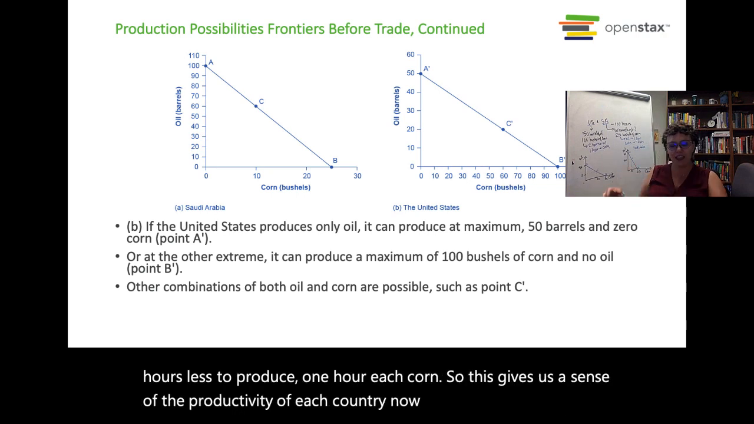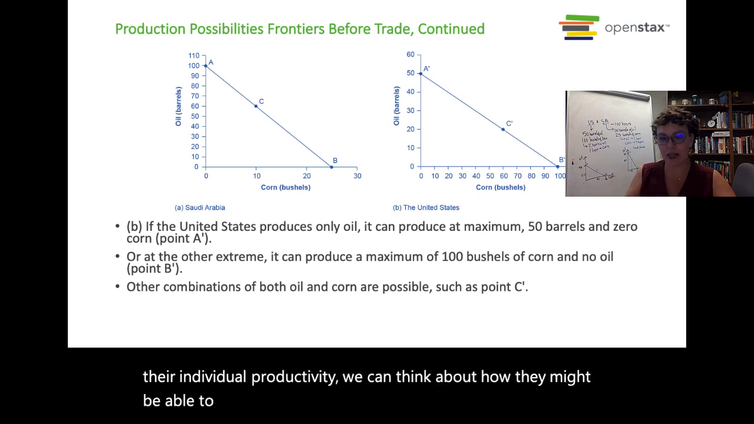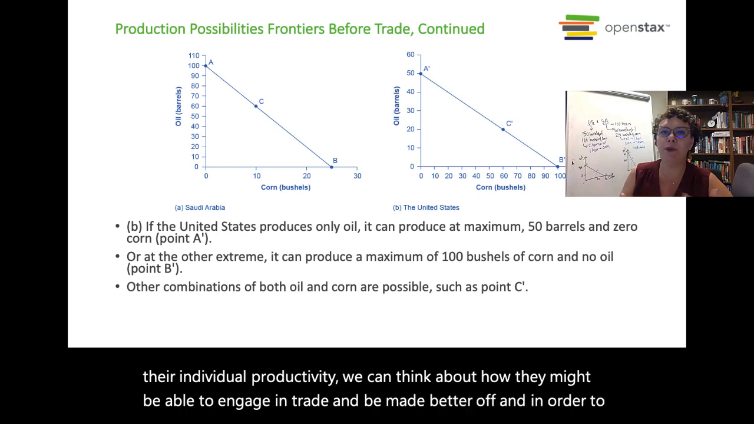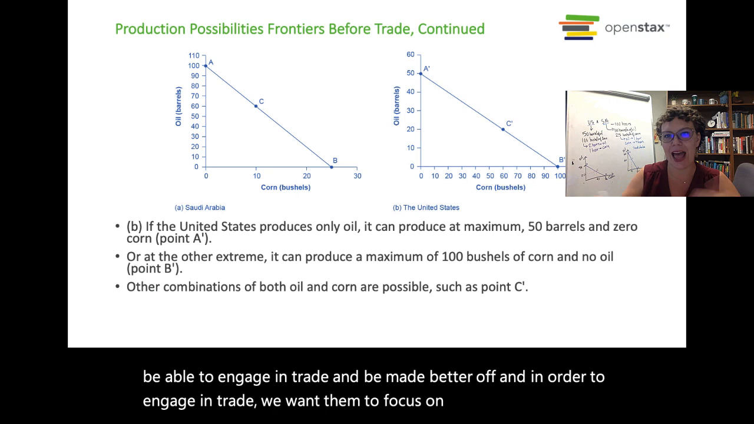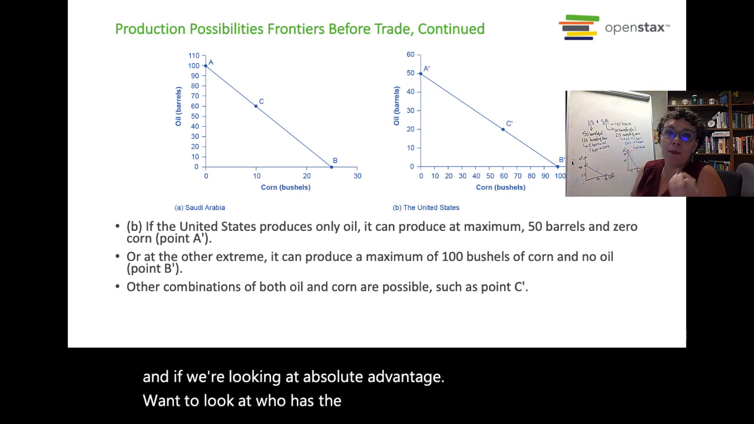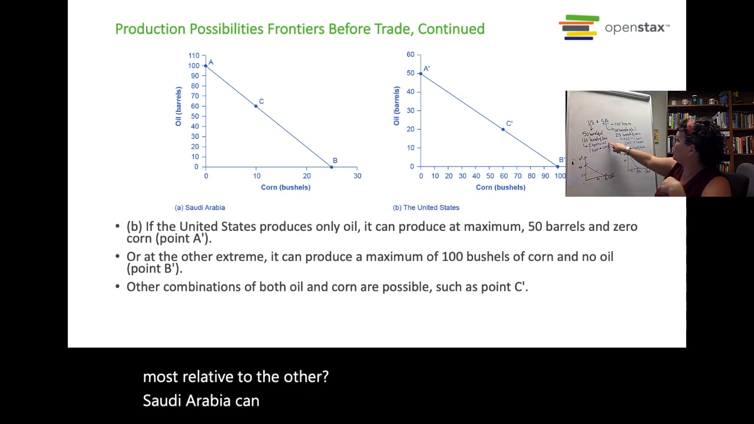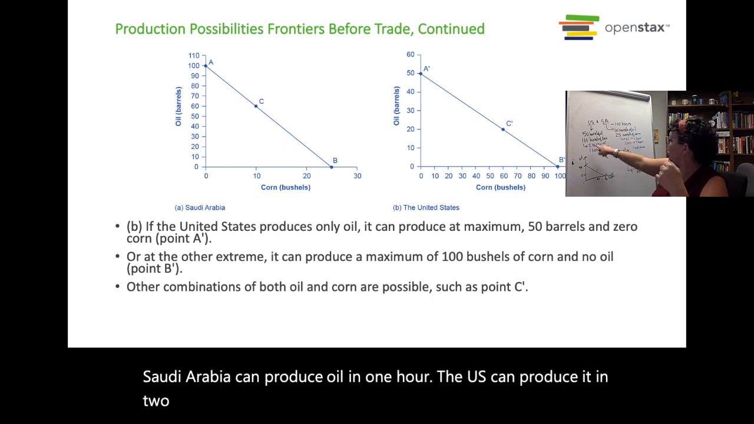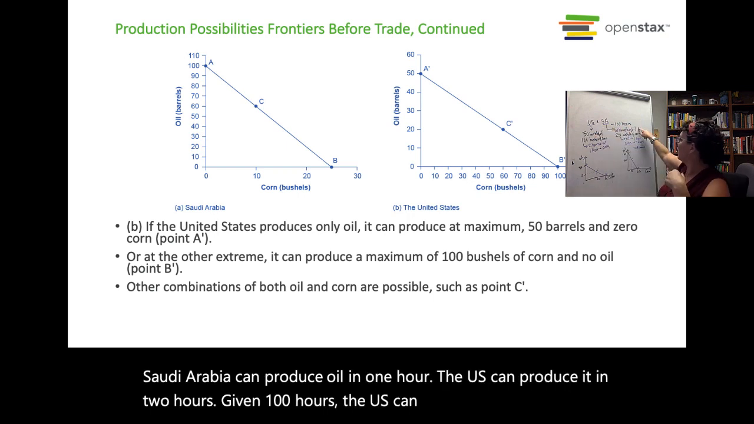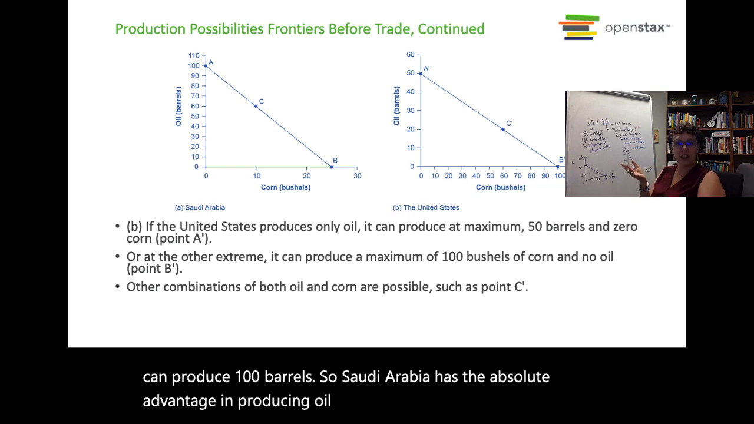Now that we have a sense of their individual productivity, we can think about how they might be able to engage in trade and be made better off. In order to engage in trade, we want them to focus on what they're best at. If we're looking at absolute advantage, we want to look at who has the lowest cost, who can produce the most relative to the other. Saudi Arabia can produce oil in 1 hour. The U.S. can produce it in 2 hours. Given 100 hours, the U.S. can produce 50 barrels. Saudi can produce 100 barrels. So Saudi Arabia has the absolute advantage in producing oil relative to the U.S.